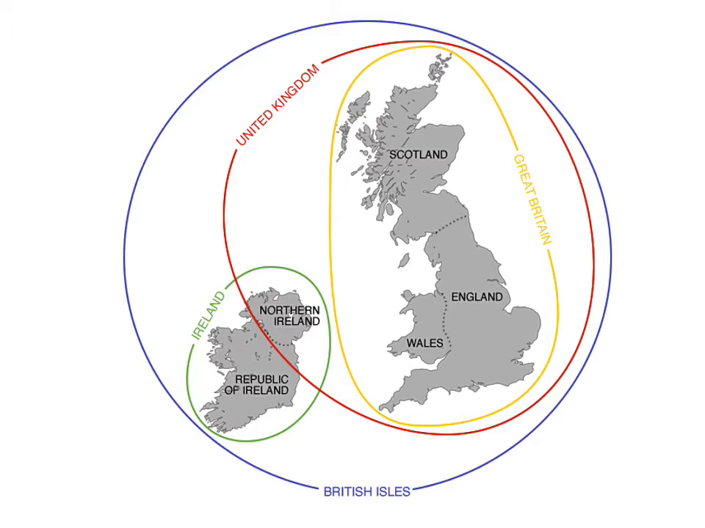And within the British Isles, you have on the lower left the island of Ireland, and the southern two-thirds of it is the independent country, the Republic of Ireland, which became independent in the early 1920s. And then Northern Ireland is part of the United Kingdom, which consists of Northern Ireland, Scotland, Wales, and England. And technically, Great Britain consists of what you see within the yellow oval there, which is England, Wales, and Scotland.